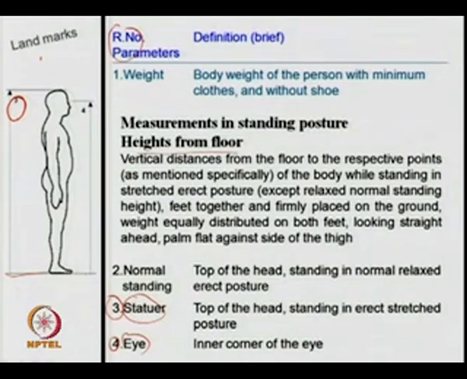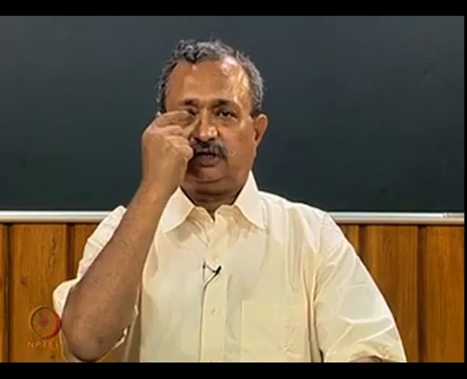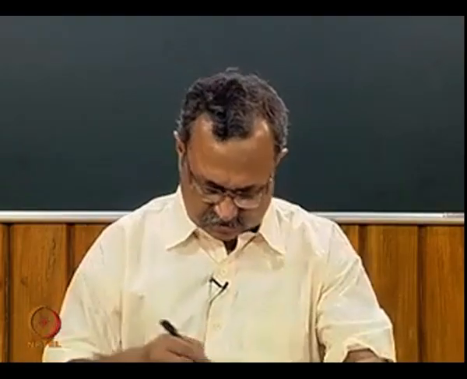Eye height, inner corner of the eye. When a person is standing erect, we measure the height of this inner corner of the eye. This is taken as the normal eye height measure, because when we look with the normal eye position, that becomes the center of the eye vision. So, this is the eye height condition.